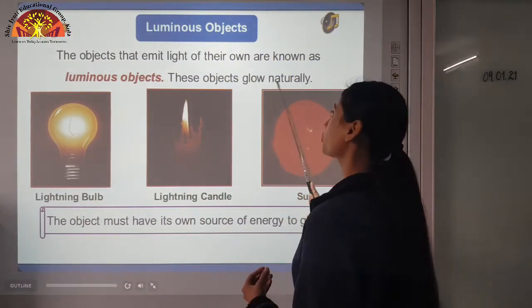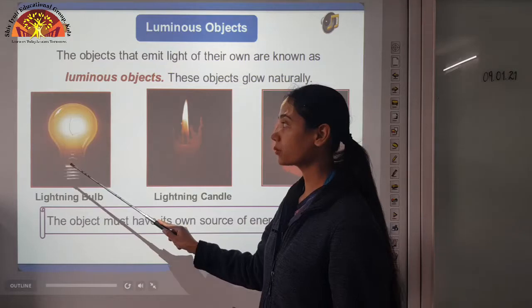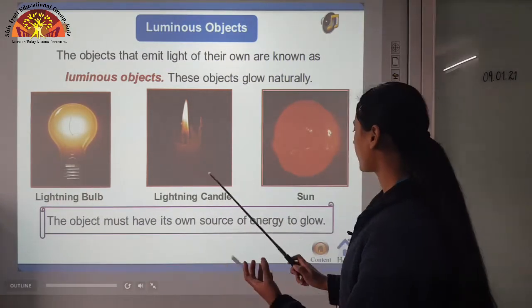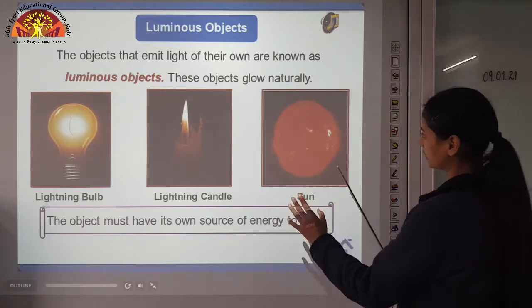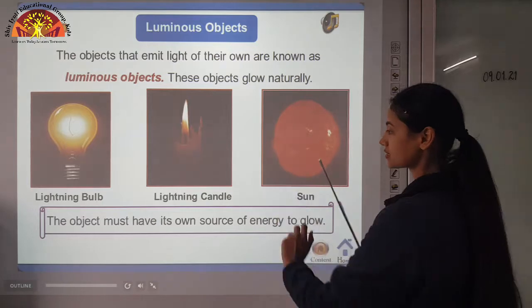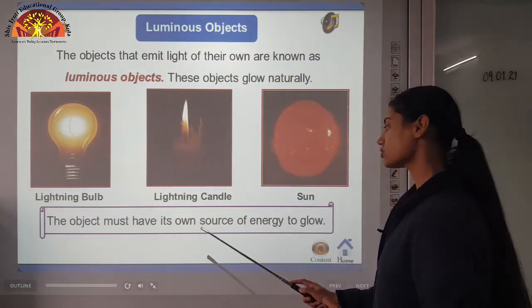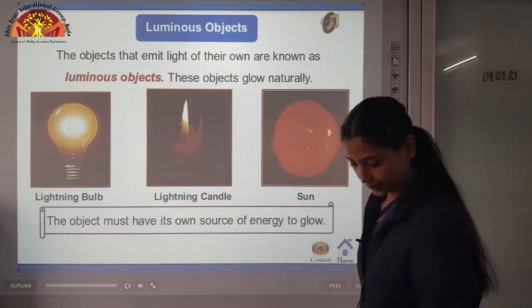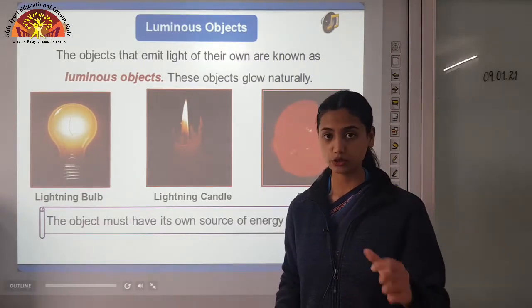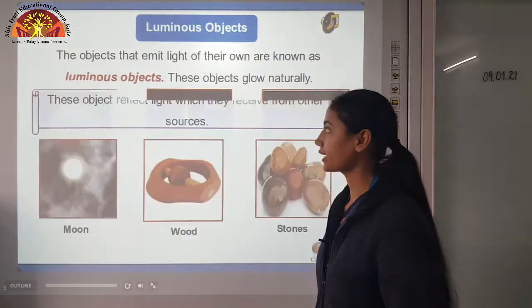These objects glow naturally, like this bulb. It has its own light. Then this candle, and the best example is the sun. It has its own light. So all these are examples of luminous objects. The object must have its own source of energy to glow. Another example is the firefly, the jugnu, that is also luminous. It emits its own light.